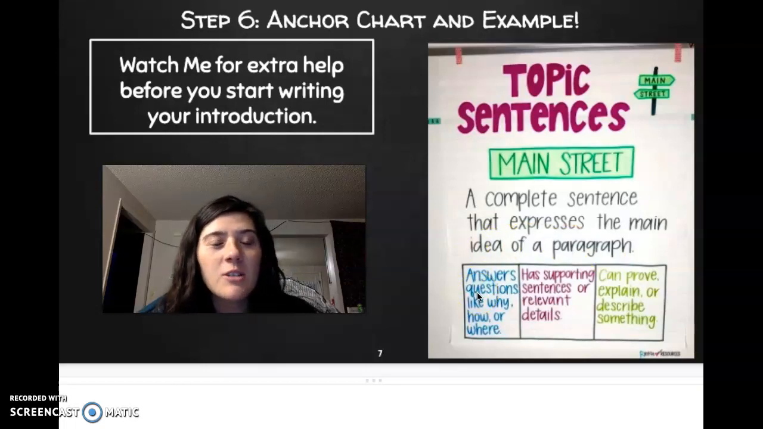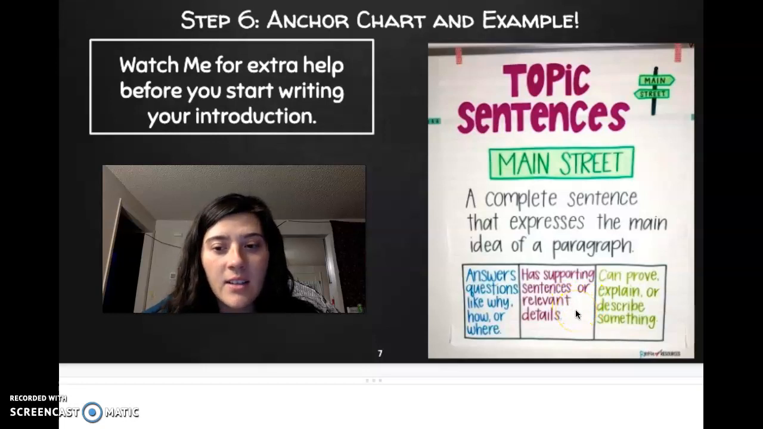There are several ways that you can hook the reader. Three of these ways: you can answer questions like why, how, or where. Has supporting sentences or relevant details. It can prove, explain, or describe something.